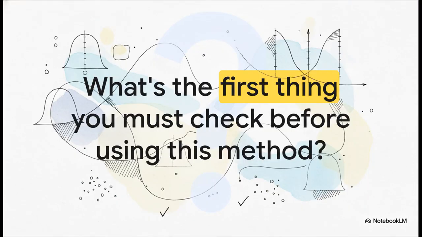Which leads us to the most important takeaway of this whole explainer. Before you ever start plugging numbers into this formula, what is the absolute first thing you must always check? You have to verify that your sample comes from a population that's at least approximately normal. In statistics, your assumptions are everything. Don't ever forget to check them first.